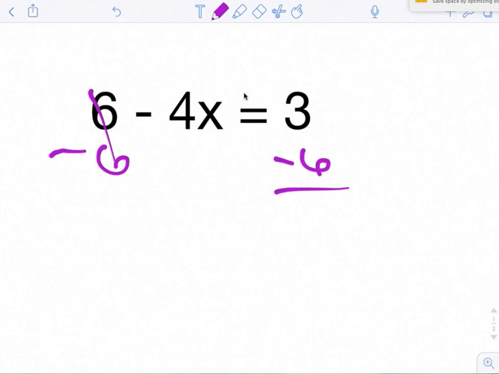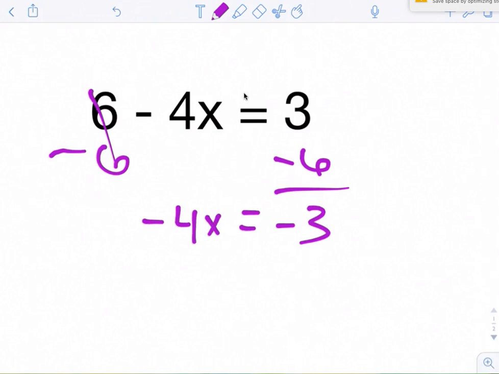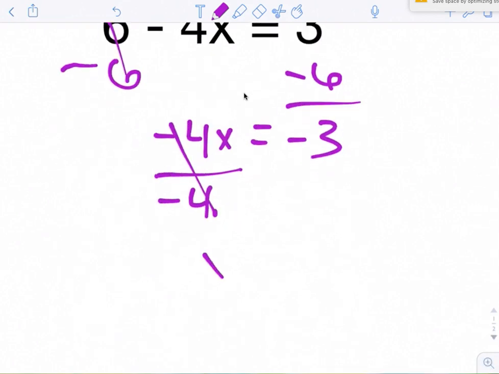And 3 minus 6 is -3. Put our equal sign back there, and then we have -4x. Now we have to get the x alone again to leave it on that side. So we have to divide both sides by -4, which crosses that out. And -3 divided by -4.